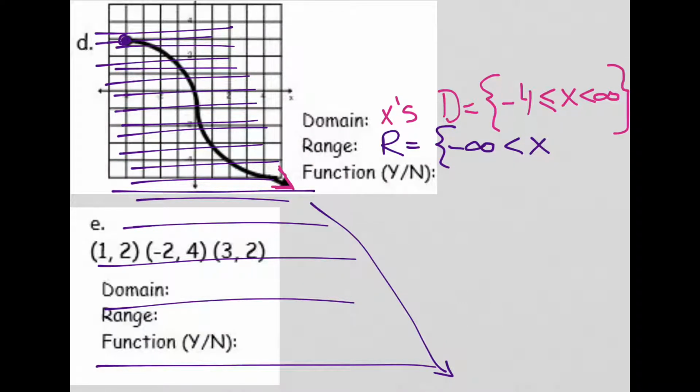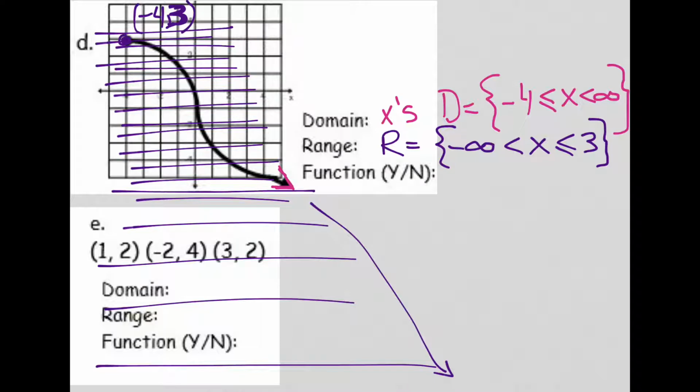Well, what are the coordinates of that point? We already did that. That was negative 4, 3. The y coordinate of that point is 3. That's the last y value I used. And so I went all the way to 3.